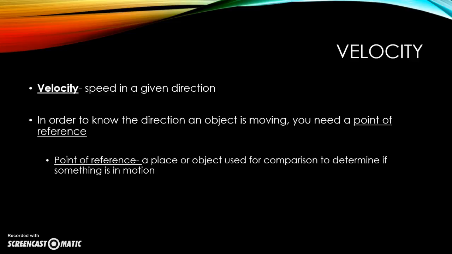But in order to know the direction in which an object is moving, you also need to have a point of reference. And a point of reference is a place or object used for comparison to determine if something is in motion. So if I used a desk in my room, and I was walking around the room, I would know I'm moving because in relation to that desk, I'm changing my position. If I was standing at that desk, I wouldn't be moving. So the desk in that case would be my point of reference, or the object I use to determine whether I'm moving or not.